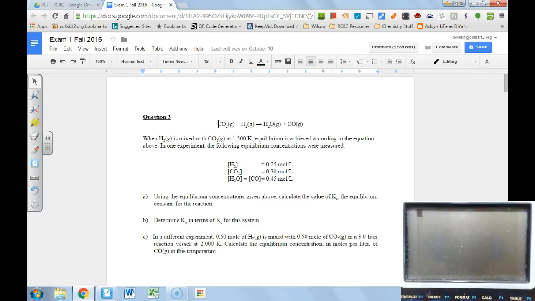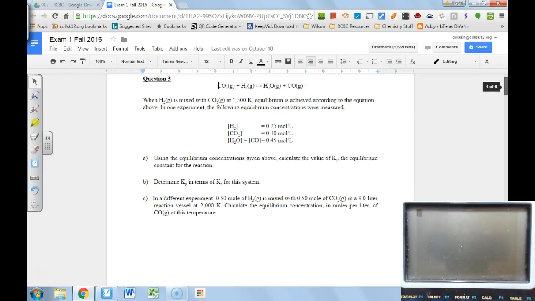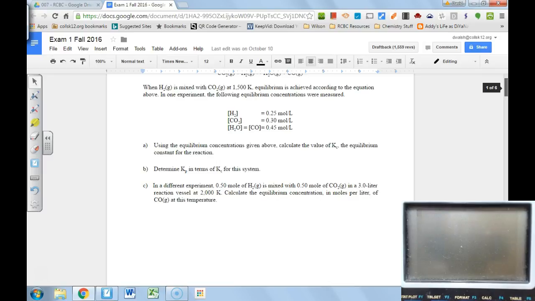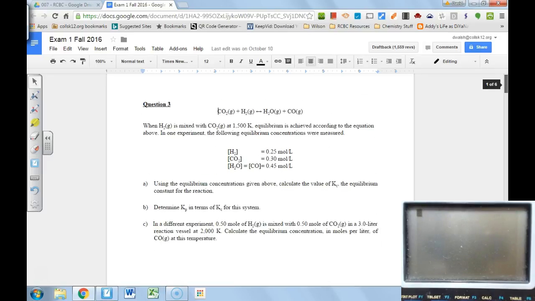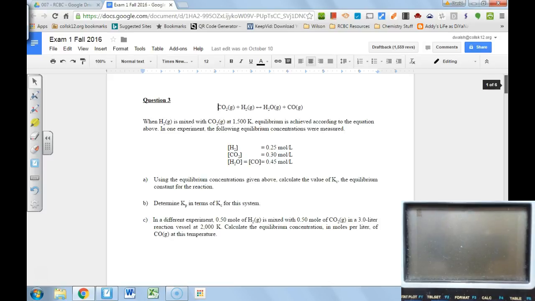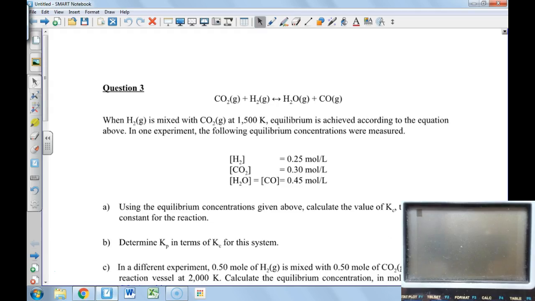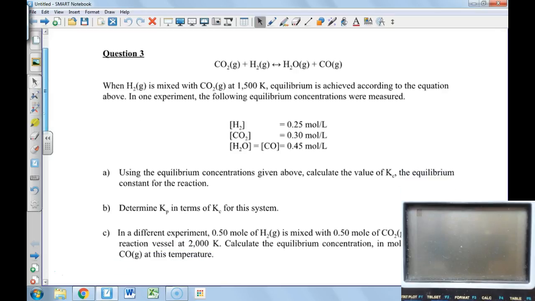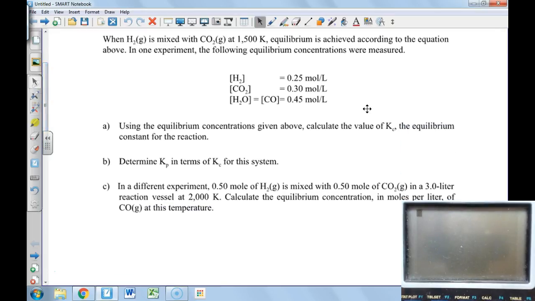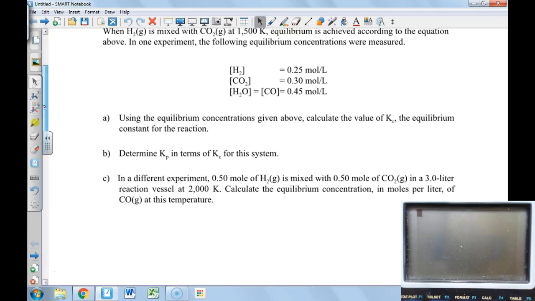Hey everybody, so this is exam question 3 from the fall 2016 Gen Chem test at Rowan College at Burlington County. And just so everybody knows, this test was taken right from an AP question. I think I got rid of one of the parts, but this is an AP chemistry question. Okay, so let's set this up here. This makes it editable, so I can write on it. It says using the equilibrium concentrations given above, calculate the value of the equilibrium constant for the reaction.